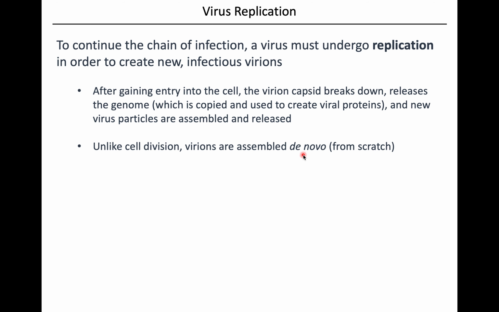And we consider this replication de novo, unlike in a cell division where you're taking an existing cell, splitting it in half. In this case, you are really building new virus particles from scratch, right? We're having to go from the recipe, from the genome, to make these new virions.